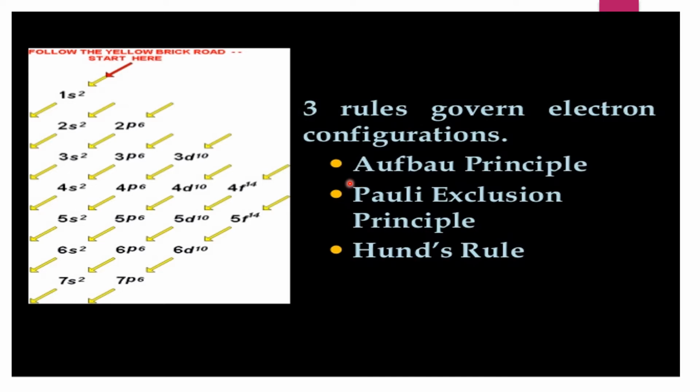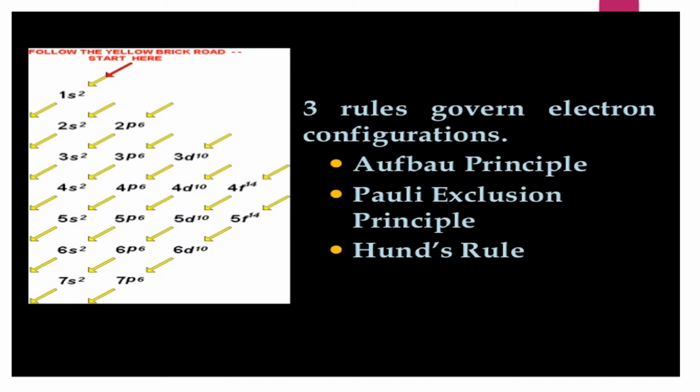The first one is Aufbau principle. Second is Pauli's exclusion principle, and the third is Hund's rule. I repeat, there are 3 rules that have to be followed in writing electronic configuration, because the arrangement of the electrons is done basing on these 3 principles. The first one, Aufbau principle, Pauli's exclusion principle, and Hund's rule.